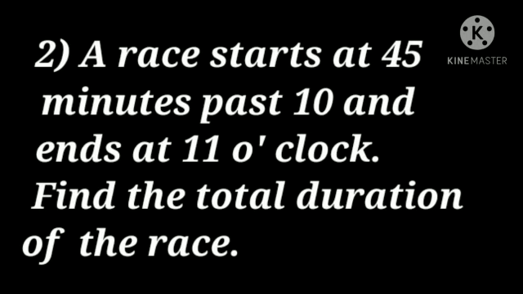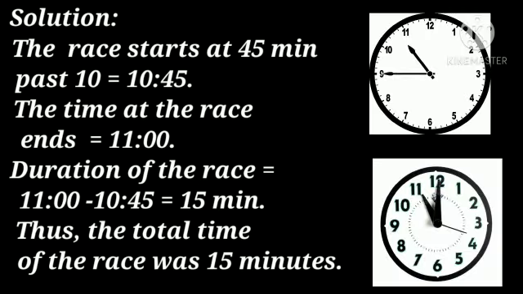Let's see next one. A race starts at 45 minutes past 10 and ends at 11 o'clock. Find the total duration of the race. So let us solve this sum. First we will write the given. The race starts at 45 minutes past 10, which is 10:45.